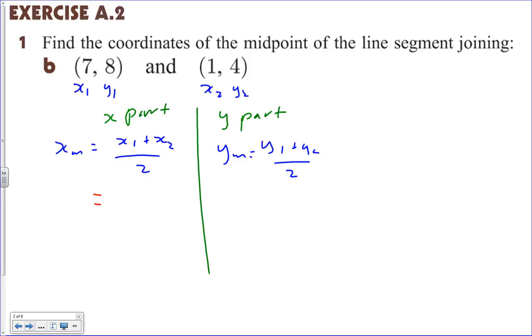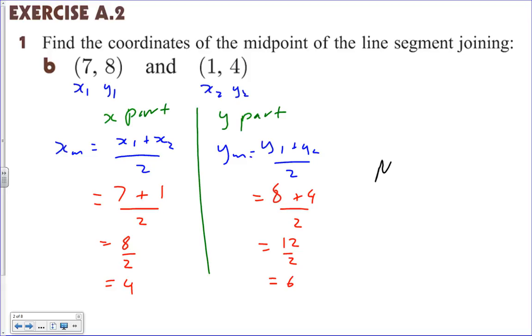So x1, 7 plus x2, 1 over 2. So that's going to be 8 over 2, 4. Do the y section, y1, which is 8 plus 4 over 2. So it's going to be 12 over 2. It's going to be 6. So my midpoint on this one here is going to be 4, 6.